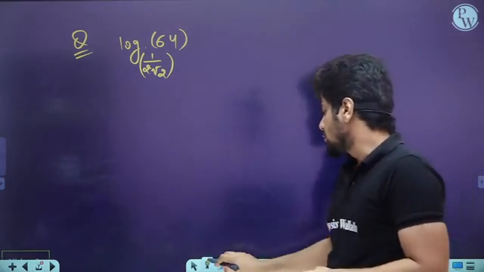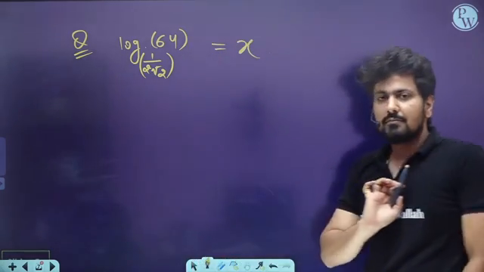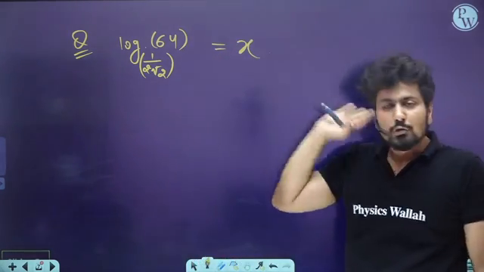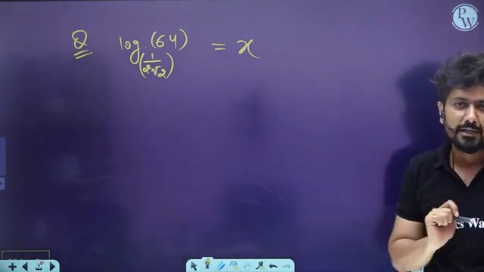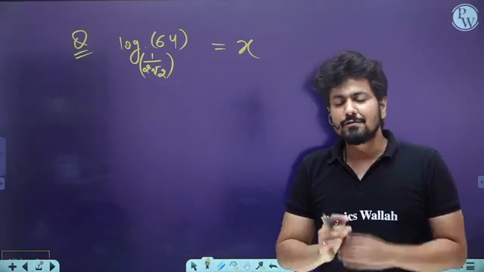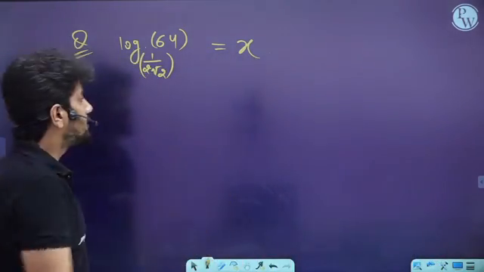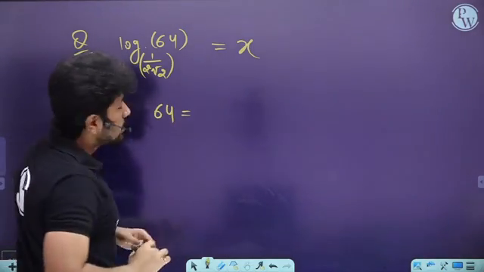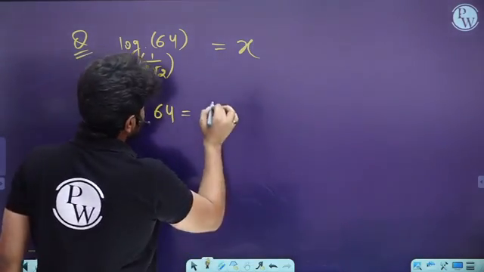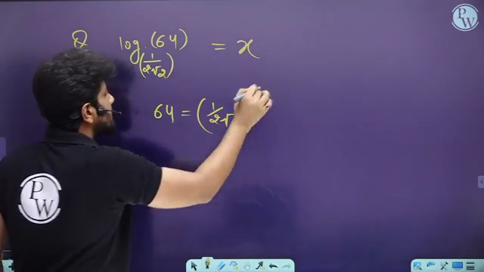If you are not able to directly answer, then you can simply consider this number equal to x. Now I need to find x, so convert it into the exponential format, because we are more comfortable with the exponential format. We can write that 64 is equal to 1 upon 2 root 2, that is the base, to the power x.